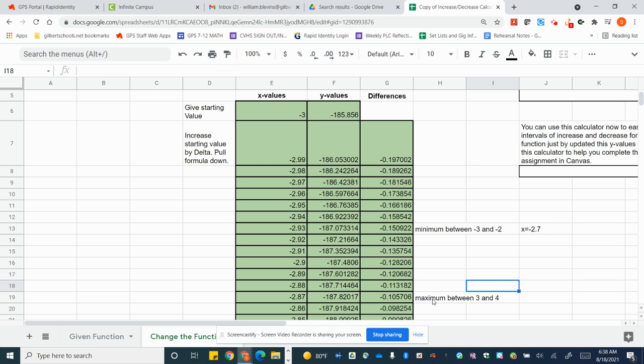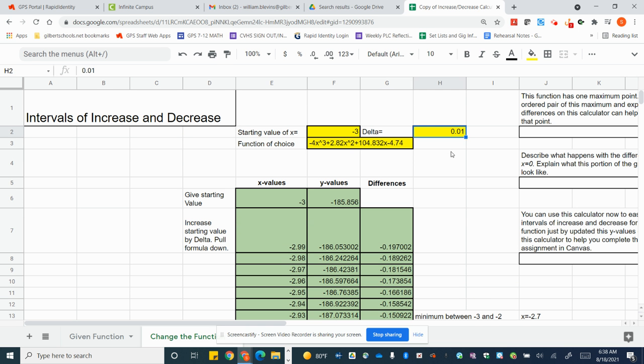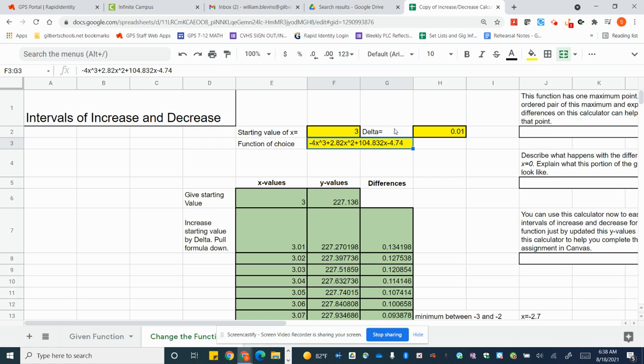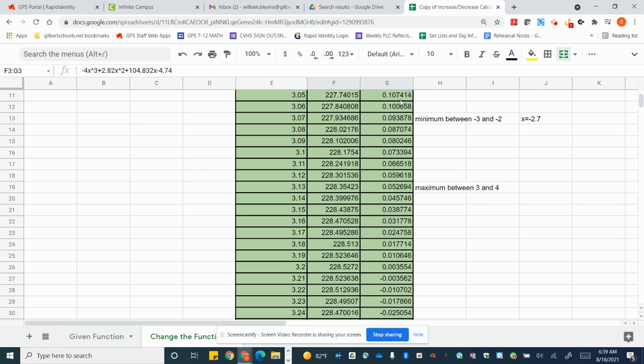So here for my example again, my maximum is between 3 and 4. So again, I'm going to leave my delta at 0.01. That way I can at least make sure that I'm going to get the decimal precision that I need. And if I set this starting value to just 3, because I know my changeover is going to be somewhere between 3 and 4, then notice now I can see right here, this is my last positive difference, which means an increasing function. This is my first negative difference, which means a decreasing function.